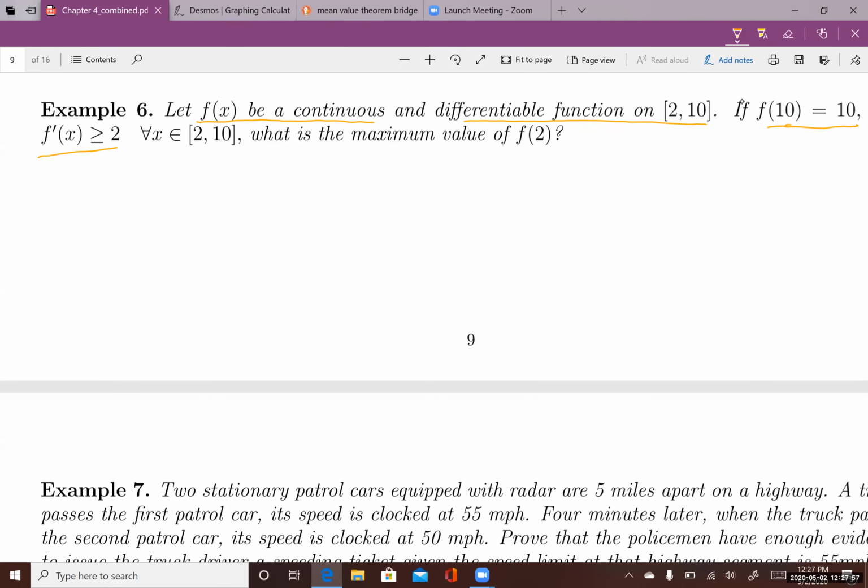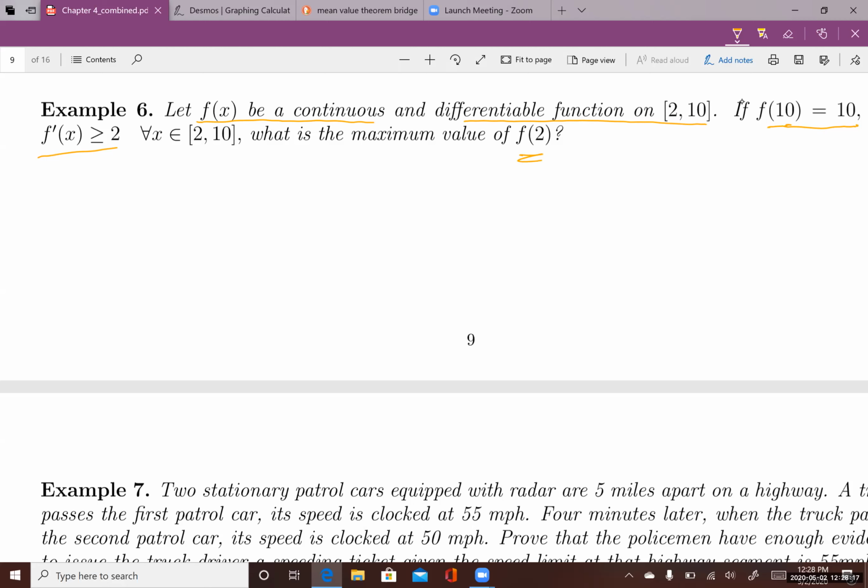the derivative of the function f of x is at least 2 at every point in this closed interval from 2 to 10, then what is the maximum value of f of 2?